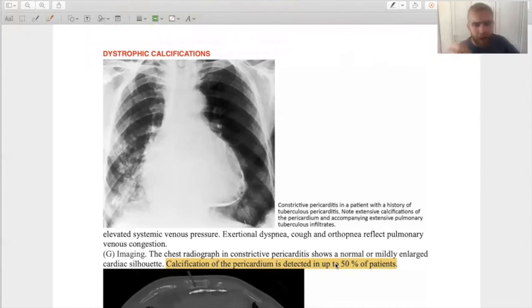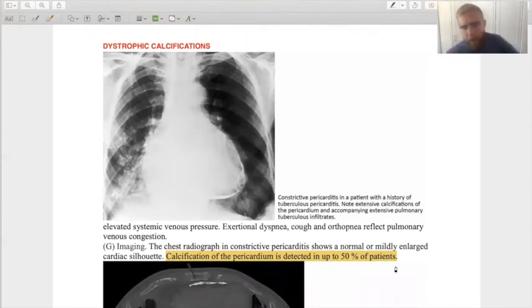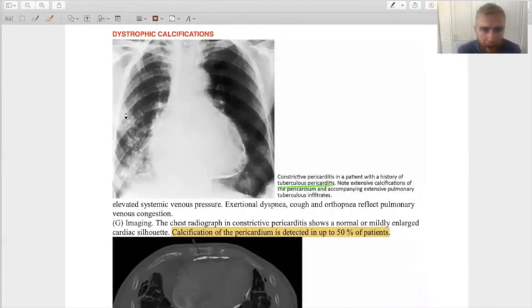So you can get calcifications in a constrictive pericarditis. And specifically, these are going to be calcifications in a patient with TB. They tend to go hand in hand. You see some patchy lower lobe involvement down here. You see a kind of a coin-shaped nodule at the hilum of this right lung. And then you see kind of a smaller one over here too. And those are called Ghon complexes, or at least they're the development of them.